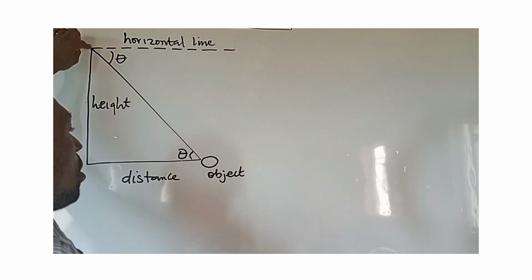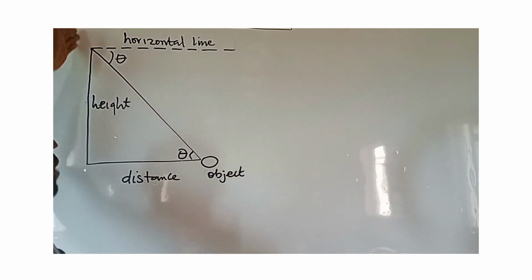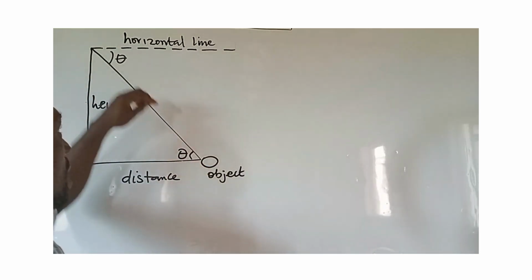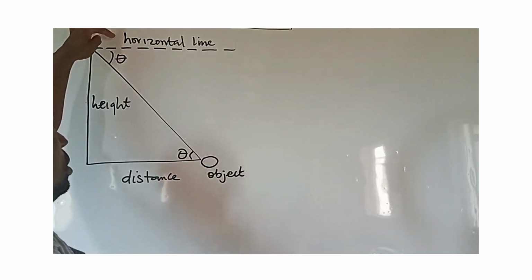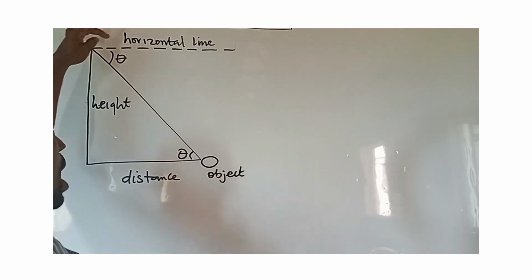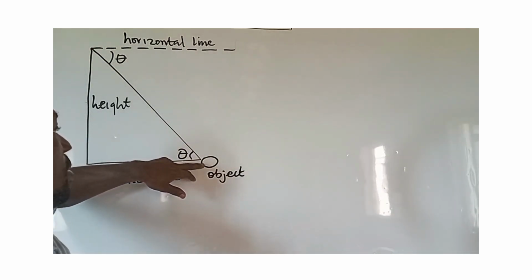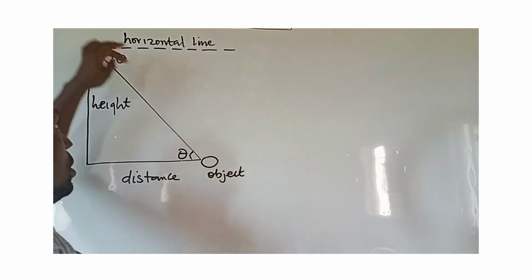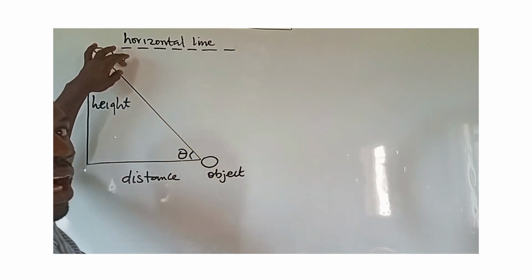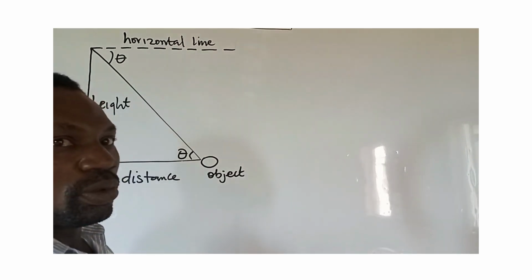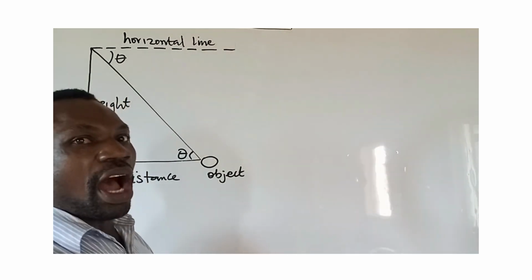the observer's eye, and then we have the vertical height and the horizontal distance. The angle formed between the horizontal line and the observer's line of sight is theta. So theta is the angle of depression. So let's take an example to illustrate our point.